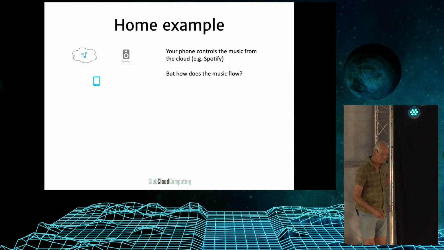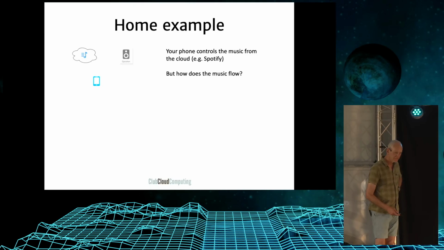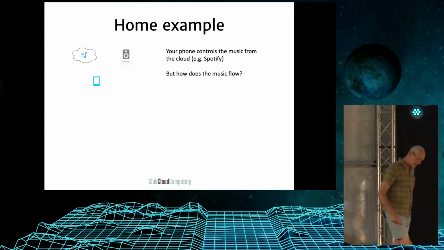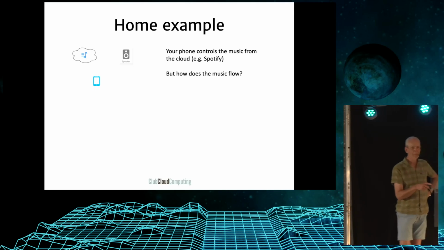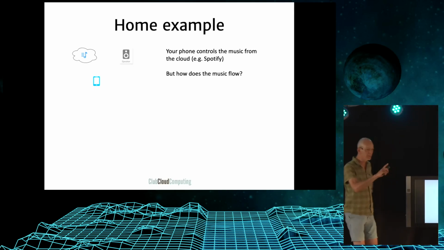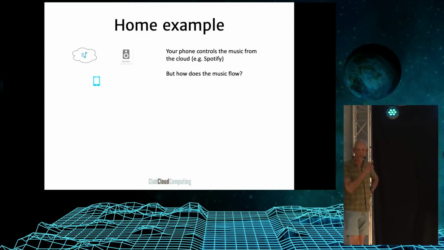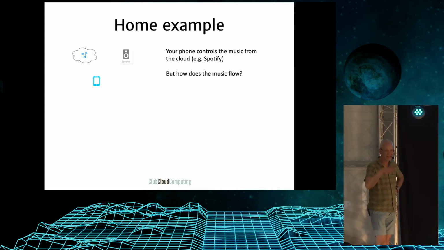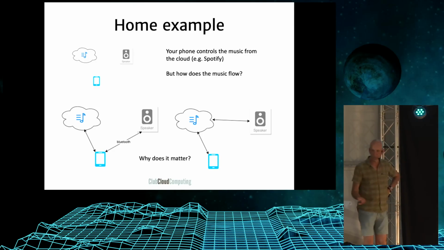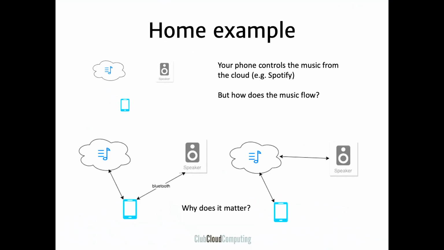There are 2 flows. One is the actual stream, and the other flow is the control of the stream. Right. And you're already making it more complicated than I need in my example, but you're completely right. Let's first look at how the music flows. And indeed, it's a little bit more complicated. There's basically 2 ways in which this can work. Music goes to the phone, music goes from the phone to the speaker, or music goes to the speaker directly. These are both valid architectures, and in fact, they both are used.